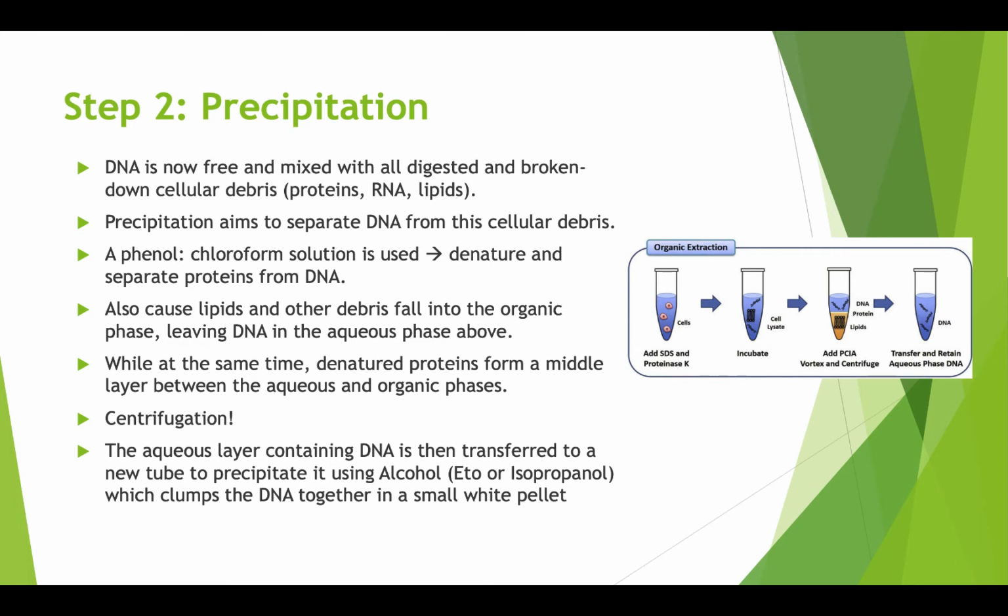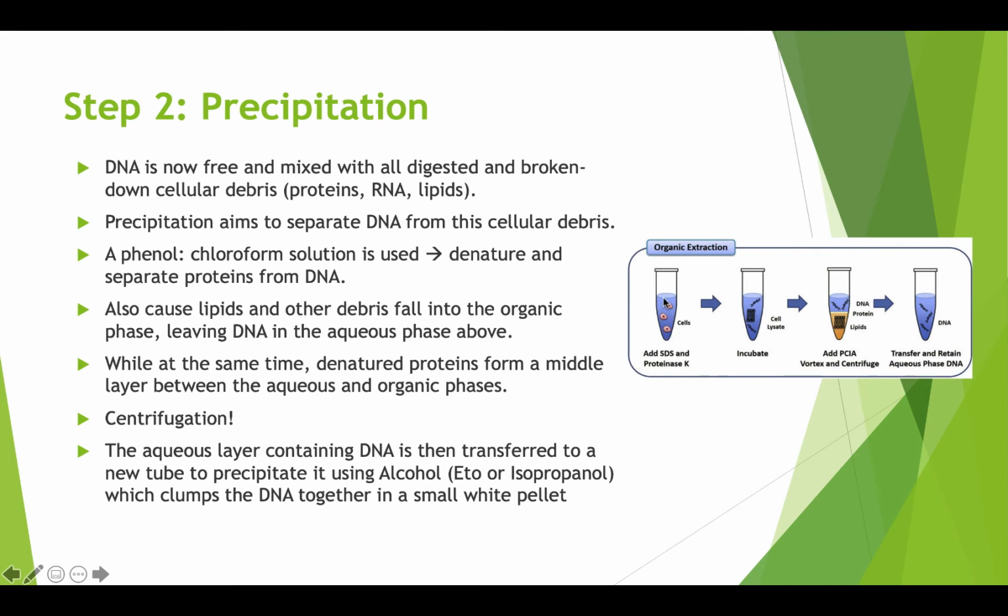So what do we do? This is why we add phenol chloroform. This is why it's called the phenol chloroform DNA extraction. Once you add phenol chloroform, that denatures and separates the rest of the proteins and cellular debris from the DNA. It causes lipids and other debris to fall into an organic phase, so you will separate following centrifugation.